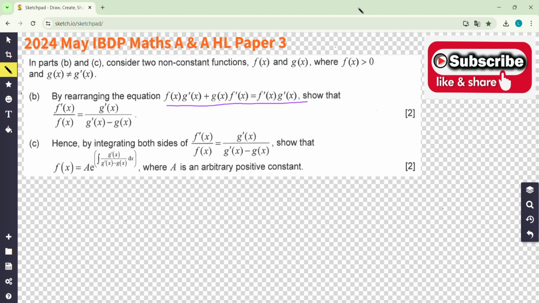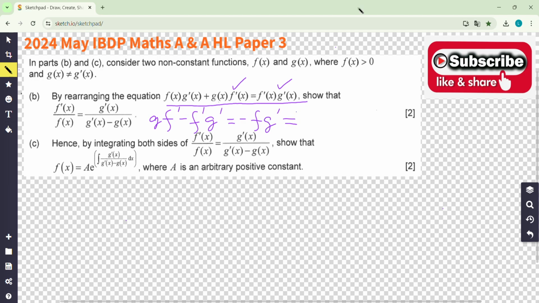is like this. So you know on the left hand side, F dash. So we need to move all the F dash to one side. So, keep this one and move this one to the left hand side. So we have G F dash minus F dash G dash equals negative F G dash.